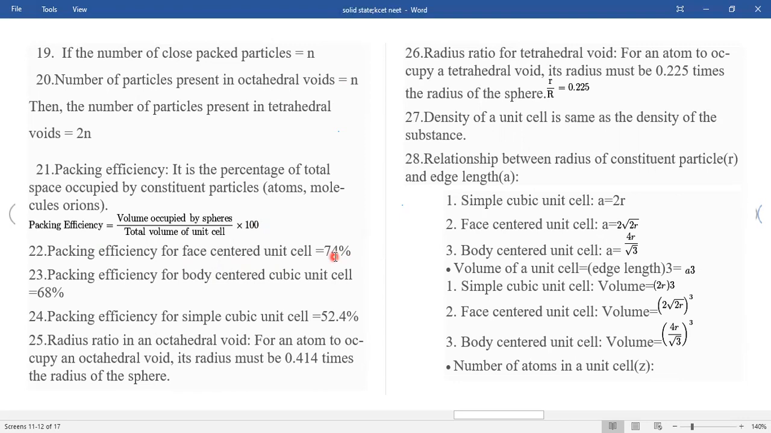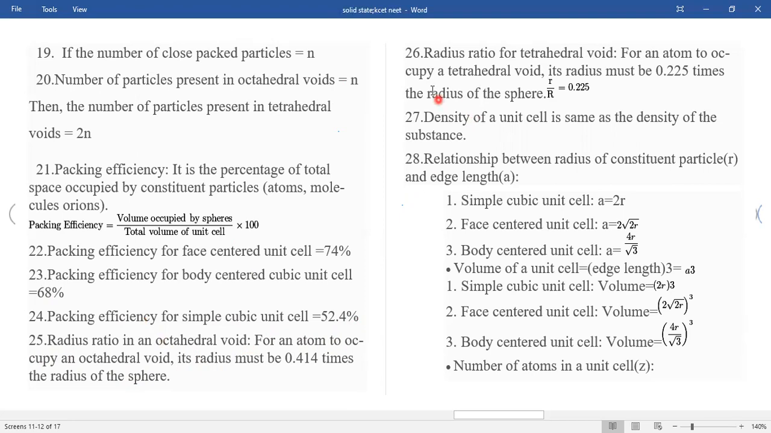So what is the free space available? How are you going to find out the free space? 100 minus 74. That gives the free space in a face-centered unit cell. The packing efficiency of a BCC is 68%. The packing efficiency of a simple cubic is 52.4%. And this you have to remember, the radius ratio in an octahedral void. For an atom to occupy an octahedral void, its radius must be 0.414 times the radius of the sphere. So just add on this point.